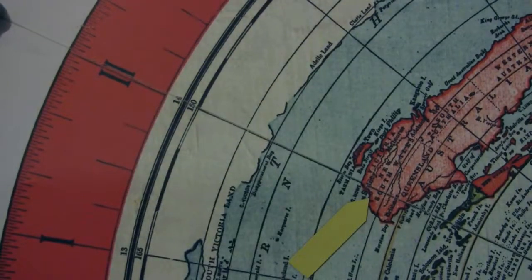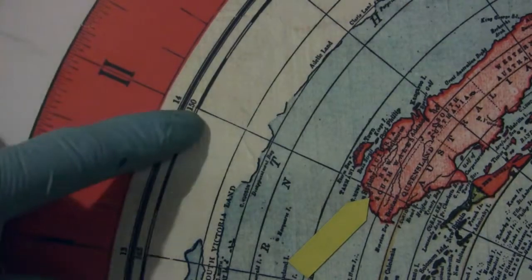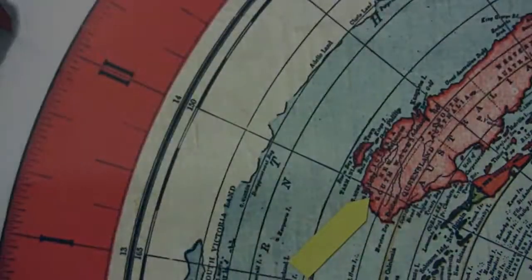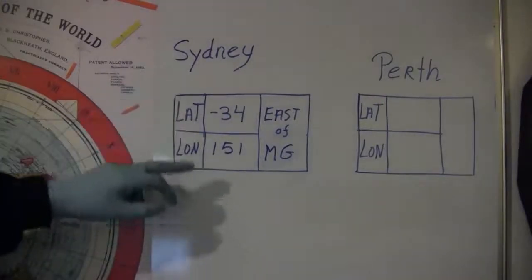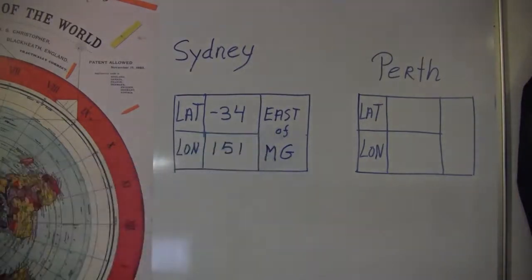On the longitude line, make sure the line is straight to the center, and then move the string until you reach Sydney. And you can read the degree on the circle. It's 150 plus 1 degree. So I'll place a marker. So now we have the coordinates for our first location, Sydney. The latitude is -34, longitude 151 east of Greenwich.